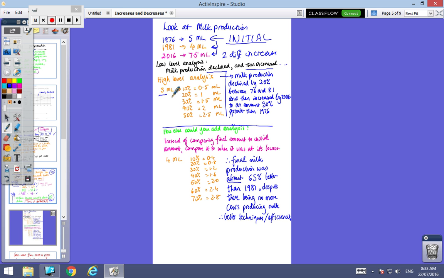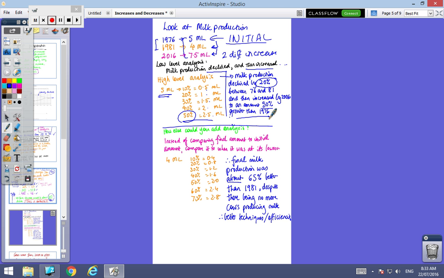Okay, so we look at the initial amount, and 10% is 0.5, double it, add 0.5, add 0.5, add 0.5. So there's some numbers that you're going to use. So looking back here, farm milk production decreased by 1 megalitre, so we've got a 20% decrease between 1976 and 1981. And then increased, okay, so between 5 and 7.5 is 2.5. So then milk production increased by 50% from the initial amount. Okay, so we had a 20% decline. So rather than just saying it declined, we say it was a 20% decline and then an overall growth of 50%. And it changed at different rates.